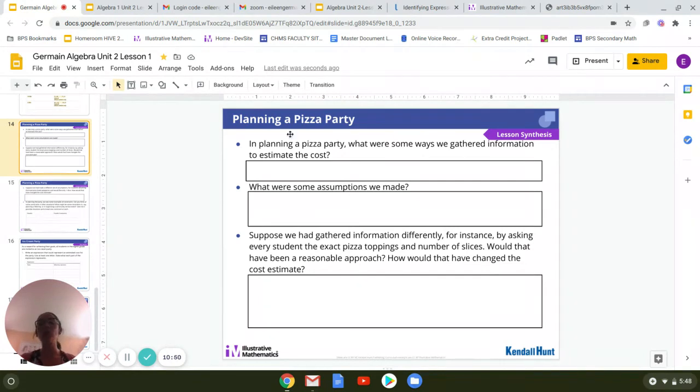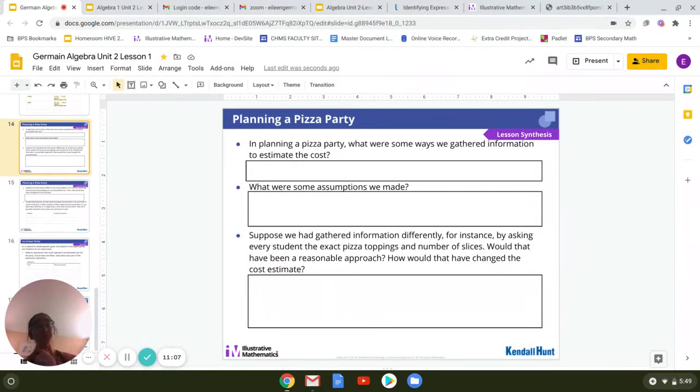Okay, so you are looking at, in planning a pizza party, what are some ways that we gather information? So how did you gather your information? Where did you get the prices from? What were some assumptions that you made when you were making these and filling this in?